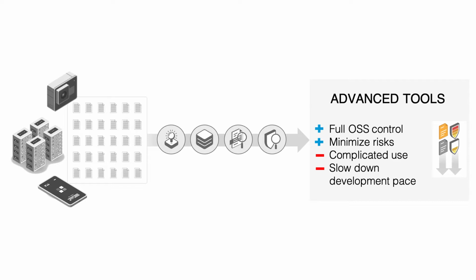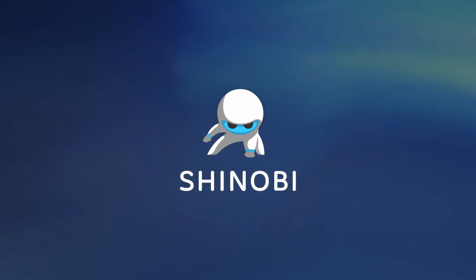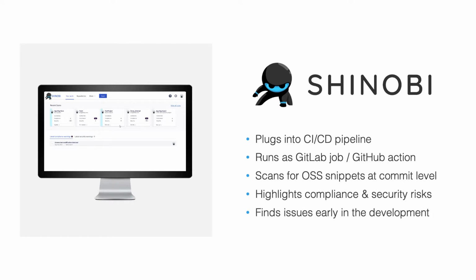FossID has created a tool that will help you and your development team to stay in the safe zone, and we call this tool Shinobi. Shinobi is designed by developers for developers. Plugged into your CI/CD pipeline, running as a GitLab job or a GitHub action, Shinobi scans every commit for snippets of open source and it automatically identifies and highlights any compliance or security risks, giving you the immediate feedback you need to address issues before they are deployed to a production environment or distributed to a customer. Let's see Shinobi in action.